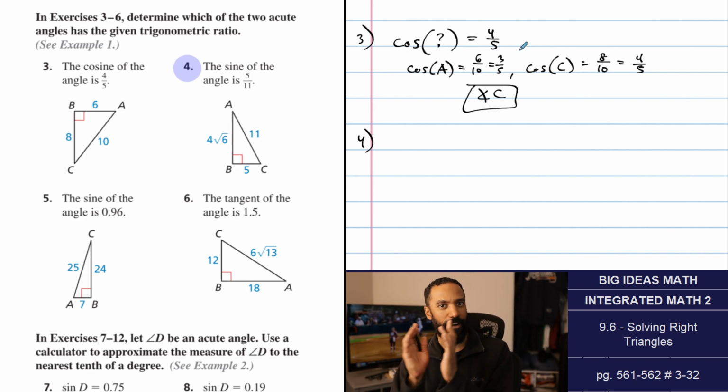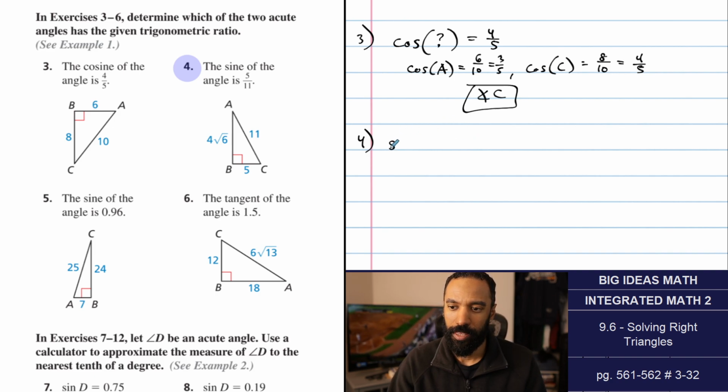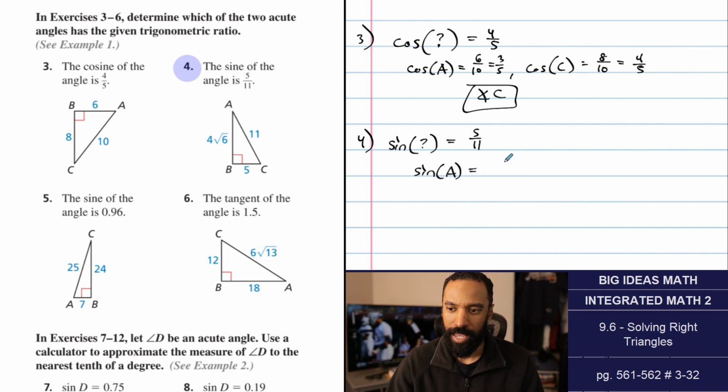It just depends on if they're fractions or if they're decimals, which I wouldn't know the answer to anyway. The sine of an angle is 5/11. So the sine of which angle is 5/11? Let's look at A and C. The sine of A is, well, opposite over hypotenuse. That's 5/11 right there. So angle A.